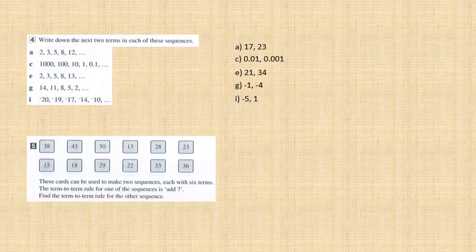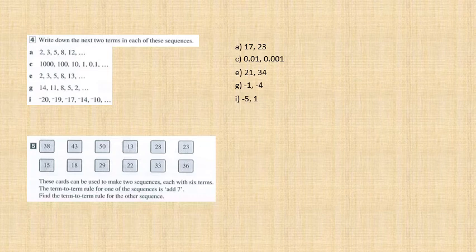So I'm checking. I will start with 38. Can I add 7 to 38? Yes, of course. It's going to be 45. But is there a card for 45 here? No, so it's not 38. I will not use 38 in this sequence. Let's try here with 43. 43 plus 7 is going to be 50. Yes, I have another card with the number 50. 50 plus 7 is going to be 57. There is no 57 here.